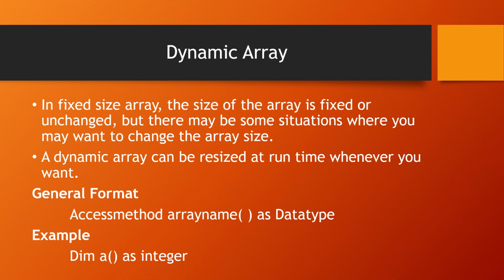The syntax for a dynamic array is the access method followed by the array name as data type. Here we have an example. We are declaring an array A as a dynamic array with data type integer.